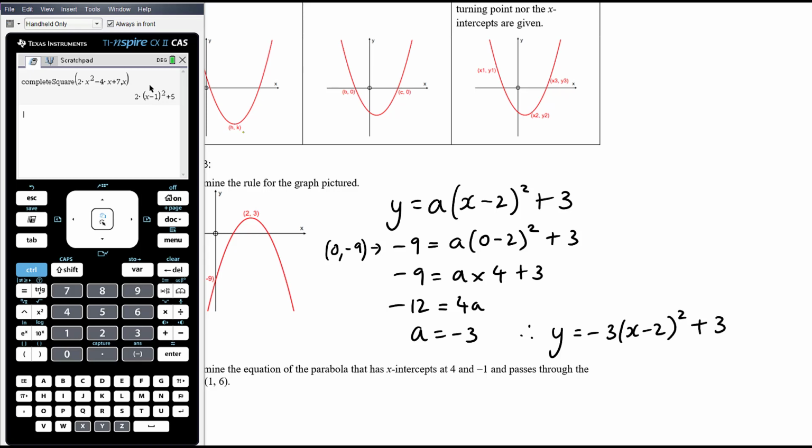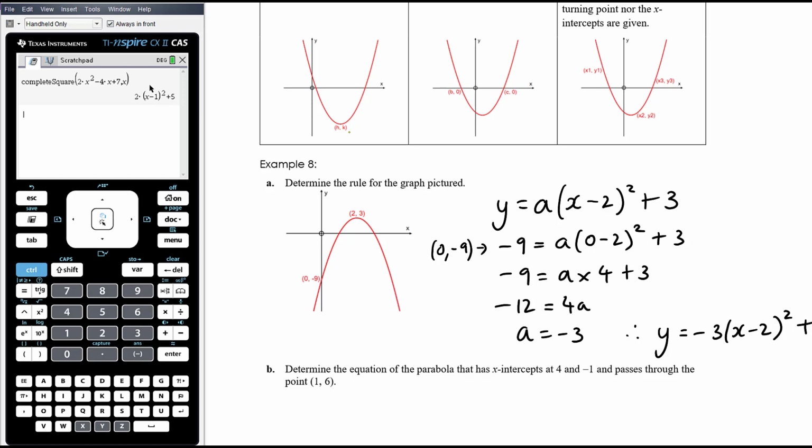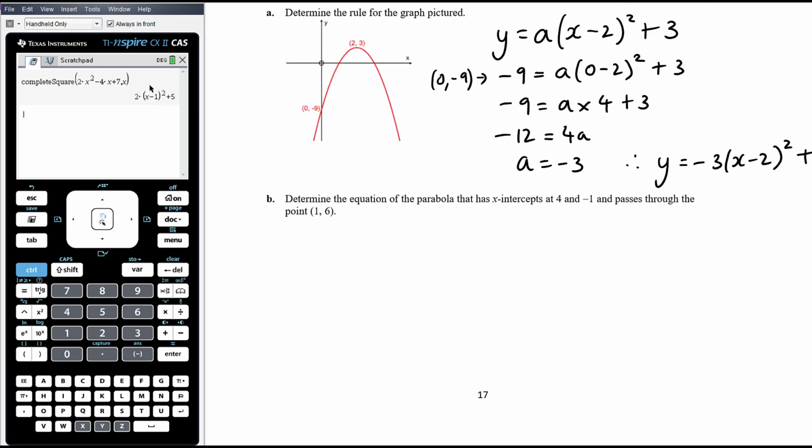Now the question doesn't specify the form of the answer. I can leave it in turning point form. There's nothing wrong with that. Okay, part B, determine the equation of the parabola that has x-intercepts at 4 and negative 1 and passes through the point 1, 6. So when we know the x-intercepts, we can start from a factorized form.